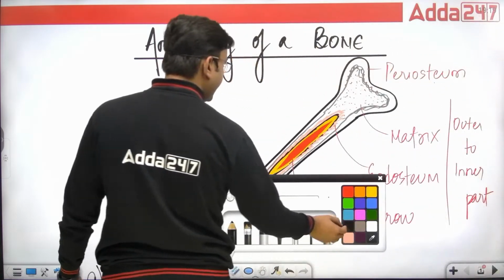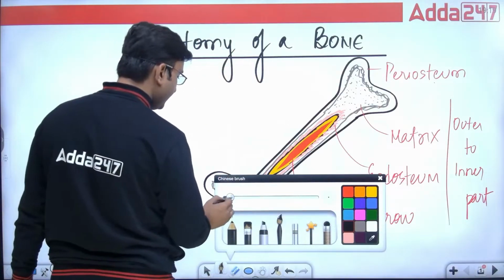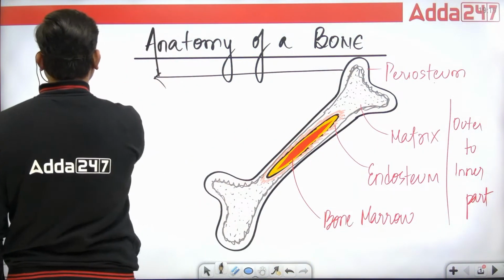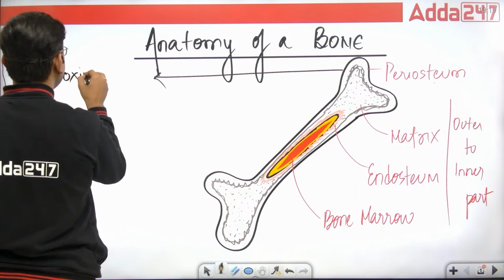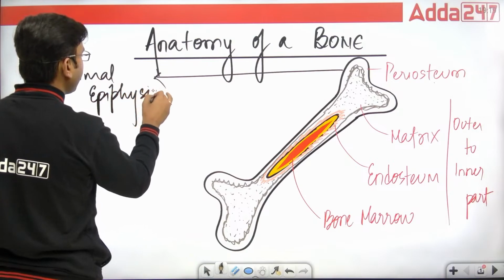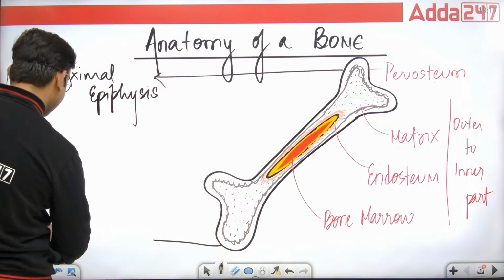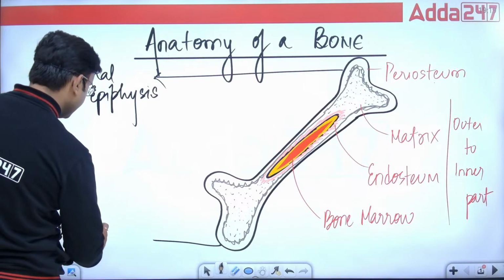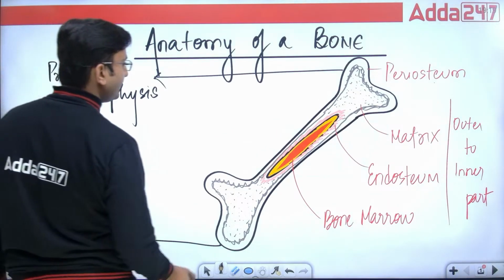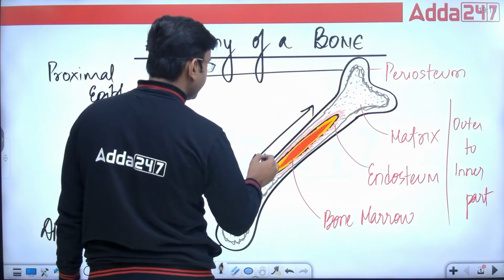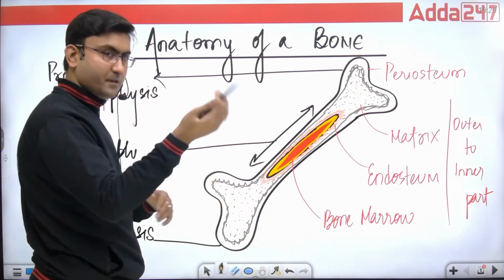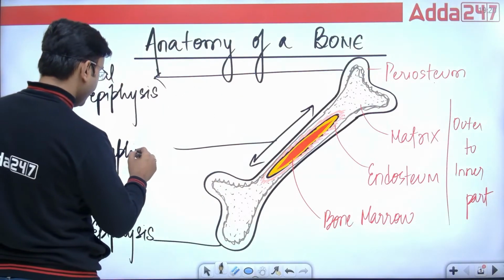Now anatomically it is divided into different regions as well. Which regions? This is called the proximal epiphysis region, and this becomes the distal epiphysis region. This middle portion becomes diaphysis. It does not possess any proximal or distal part because it is present in the middle. Diaphysis.